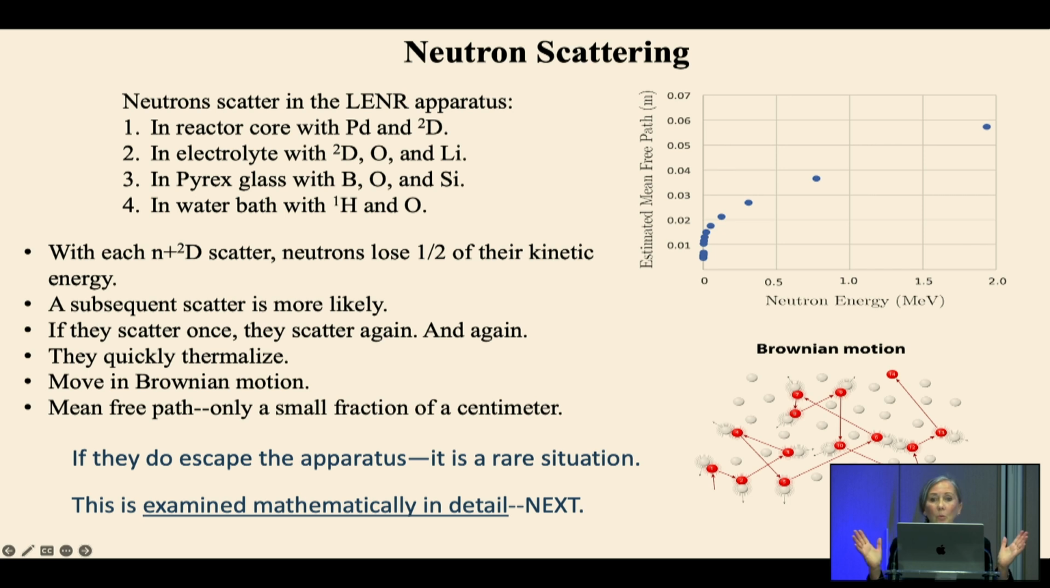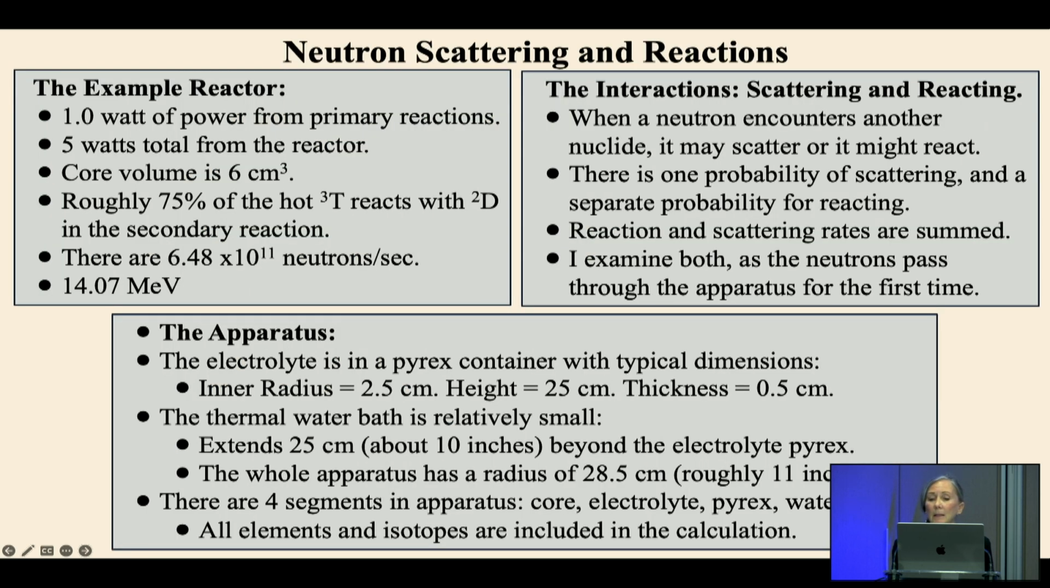If they scatter once, they scatter again and again. They quickly thermalize and move in Brownian motion. The mean free path of this motion is only a small fraction of a centimeter. If they do escape the apparatus, it is a rare situation, and this is examined mathematically in detail in the next several slides. Let's consider an example reactor.